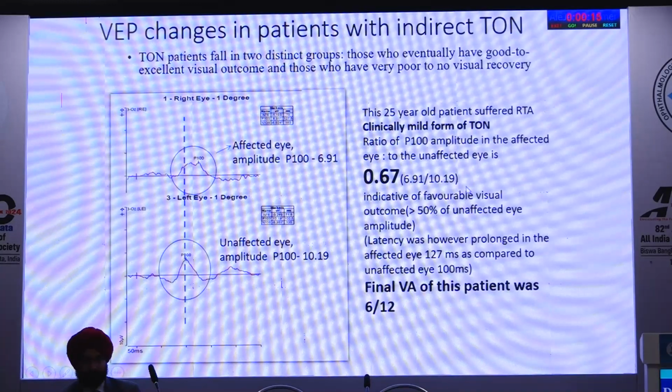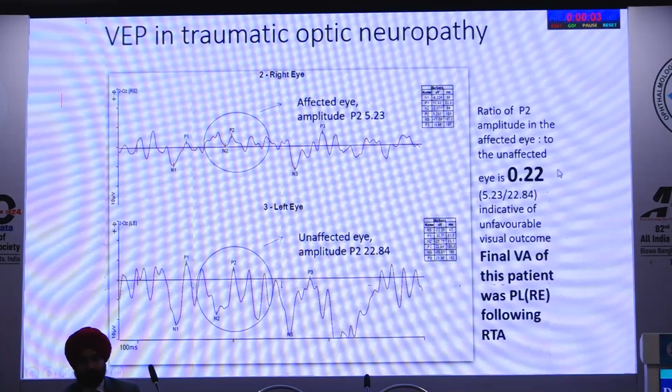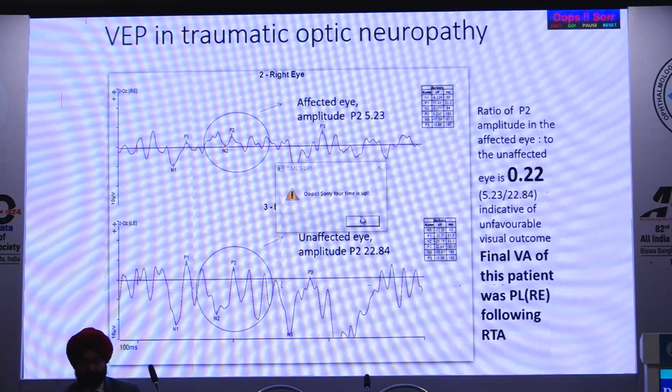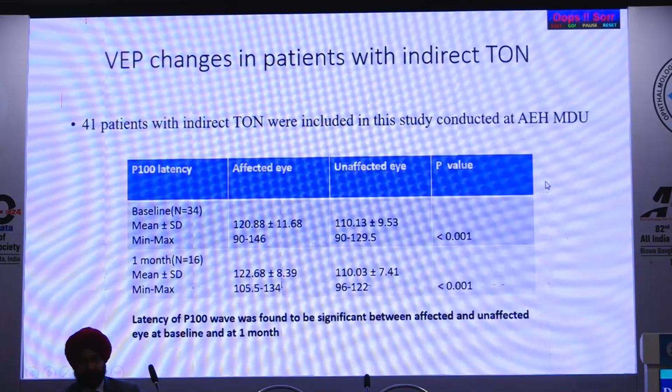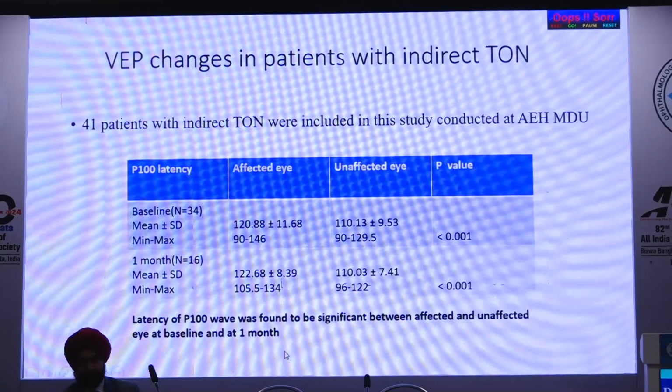We can use this for prognostication. If this ratio of P100 amplitude between the affected and the unaffected eye is 0.67, which is more than 50% of the unaffected amplitude, in general the prognosis is relatively good. However, if the ratio is predominantly reduced, then the prognosis is not so good, as in this case it's only 0.22. So this was a study in our hospital of 41 patients, and the P100 latency was significantly affected even after 1 month in all these traumatic optic neuropathy patients.